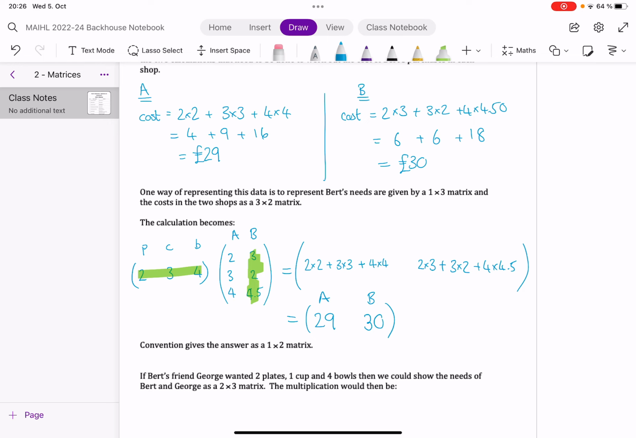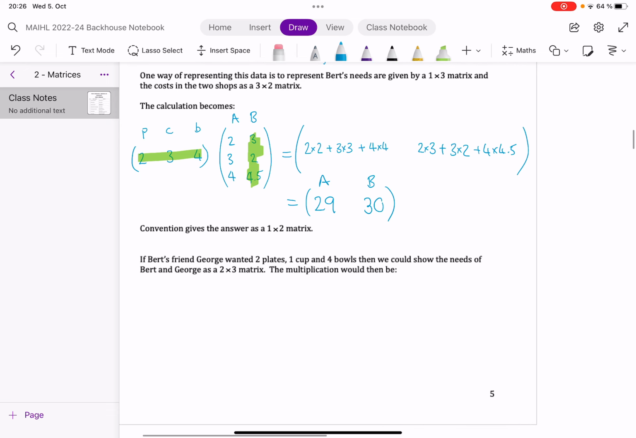If we had two different people's needs, we could set this up a little differently. So we're going to introduce Bert's friend George. George also wants plates, cups and bowls, but in different quantities. So this time we'll do plates, cups and bowls.